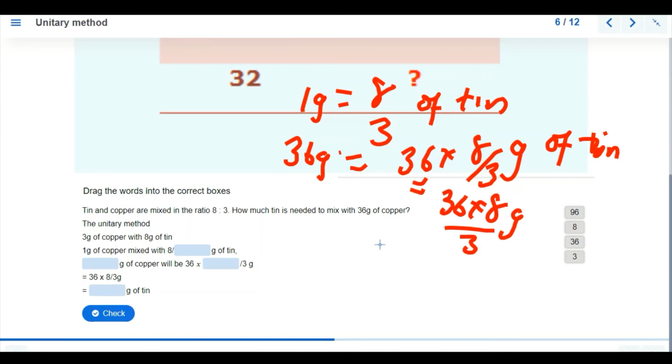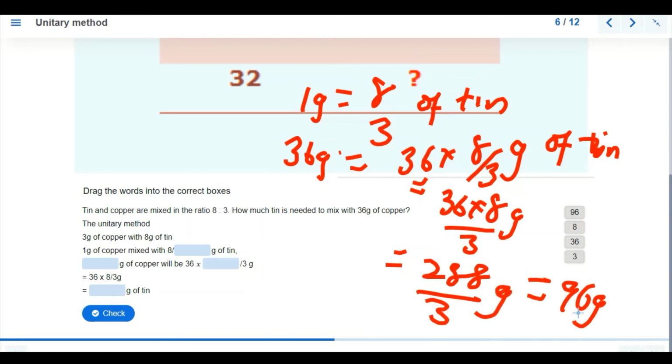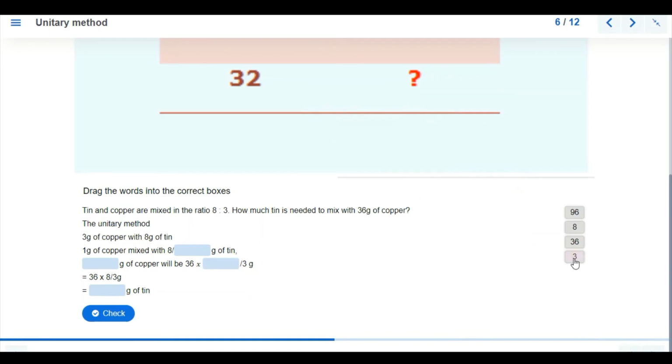Remember, we are calculating the amount of tin that is going to be mixed with the copper. So we have 288 divided by 3, which gives us 96 grams. So we are going to have 96 grams of tin mixed with 36 grams of copper to give us the ratio of 8/3. So we are going to be dragging the right answers into the boxes. For this one it is going to be 8/3, based on the calculation we have.